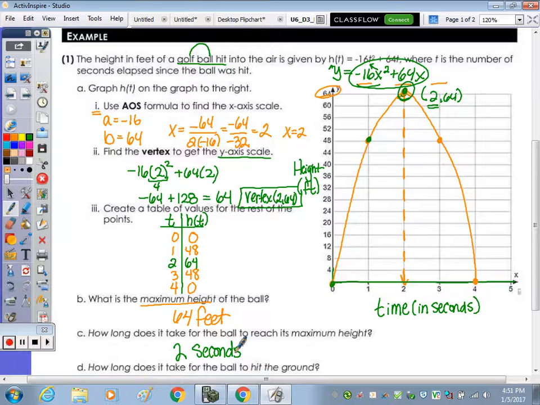Part D, now I don't want to move it up too far because I want to be able to see this curve. How long does it take for the ball to hit the ground? So here at 0 seconds on the x-axis, it hasn't been hit yet. So it gets hit, and then it comes up, and then it's going to hit the ground here. So how long does it take? It takes 4 seconds.